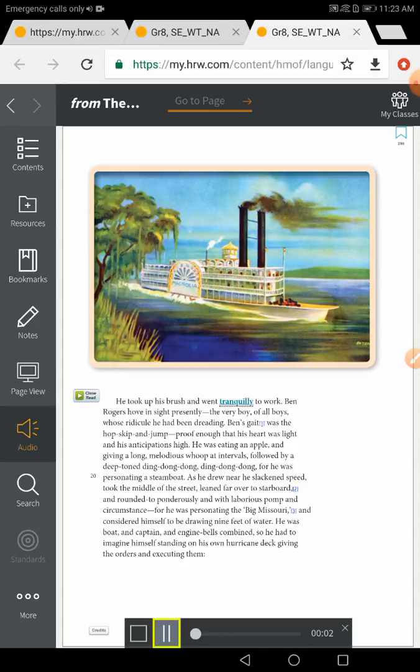He took up his brush and went tranquilly to work. Ben Rogers hove in sight presently, the very boy of all boys, whose ridicule he had been dreading. Ben's gait was the hop, skip, and jump, proof enough that his heart was light and his anticipations high. He was eating an apple and giving a long, melodious whoop at intervals, followed by a deep-toned ding-dong-dong, ding-dong-dong, for he was personating a steamboat. As he drew near, he slackened speed, took the middle of the street, leaned far over to starboard, and rounded to ponderously and with laborious pomp and circumstance, for he was personating the big Missouri, and considered himself to be drawing 9 feet of water. He was boat and captain and engine bells combined, so he had to imagine himself standing on his own hurricane deck, giving the orders and executing them. "Stop her, sir!"